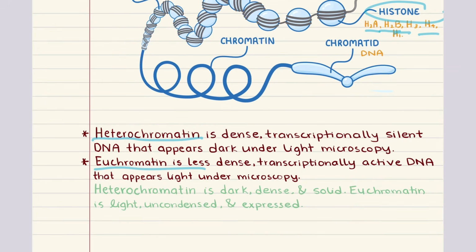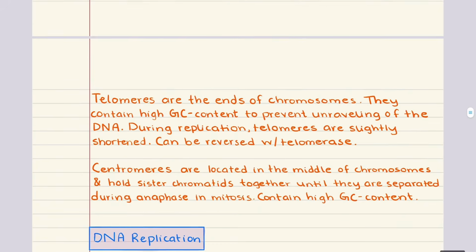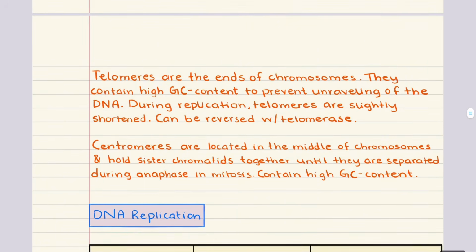From here, we want to move into discussing telomeres and centromeres. Telomeres are located at the very ends of chromosomes, and their job is really to protect the ends of DNA and prevent it from unraveling. And they do this by having a high GC content, guanine and cytosine, and they form 3 hydrogen bonds. And that's going to be stronger and more stable than AT pairs. That's why telomeres have a high GC content.